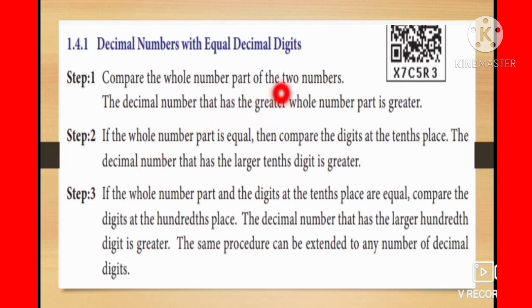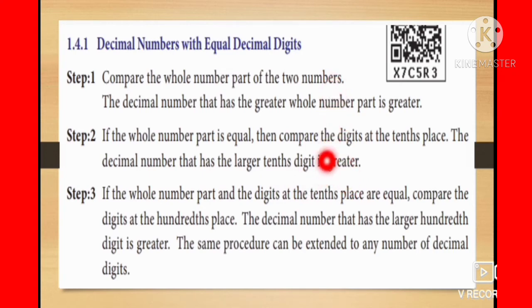To compare such decimal numbers, we have to follow these steps. The first step is to compare the whole number part of the two numbers. The decimal number that has the greater whole number part is greater, isn't it? Then step 2: if the whole number part is equal, then compare the digits at the tenth place. The decimal number that has the larger tenth digit is greater.